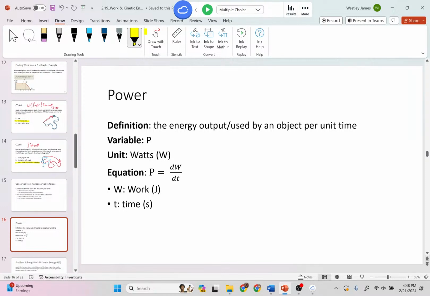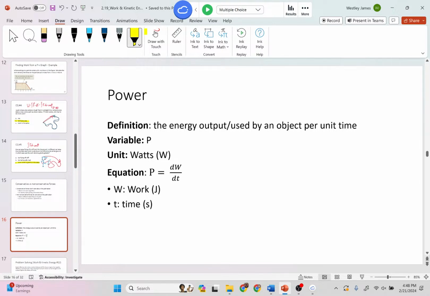Power. You all have heard of power before. Horsepower is a measurement of power. It has the word power in it for that reason. Power is how much energy you're using per second. Power is the amount of energy output or used, depending on your frame of reference, per second. How much energy you convert from one form to another per second.